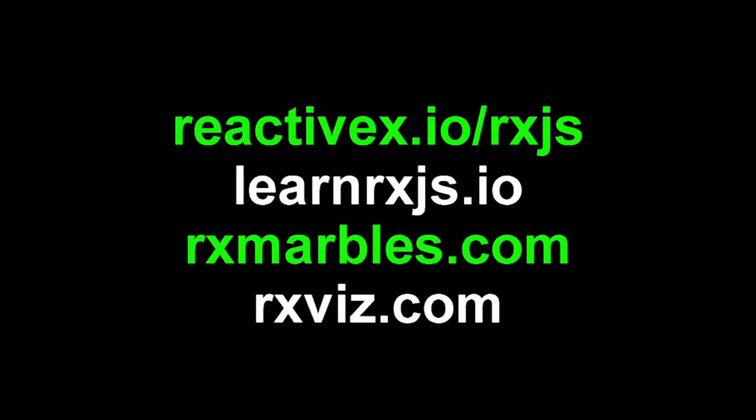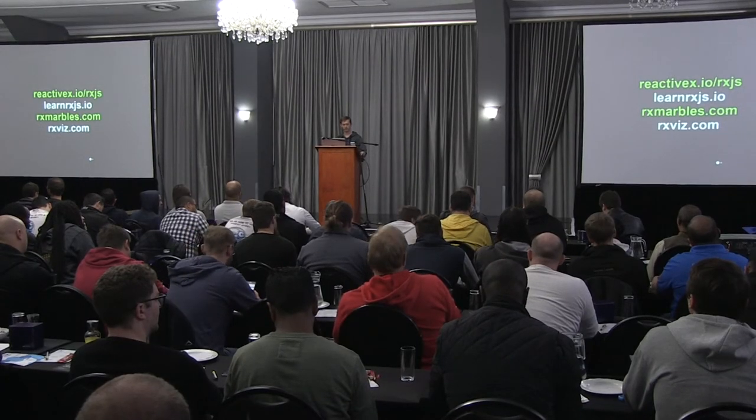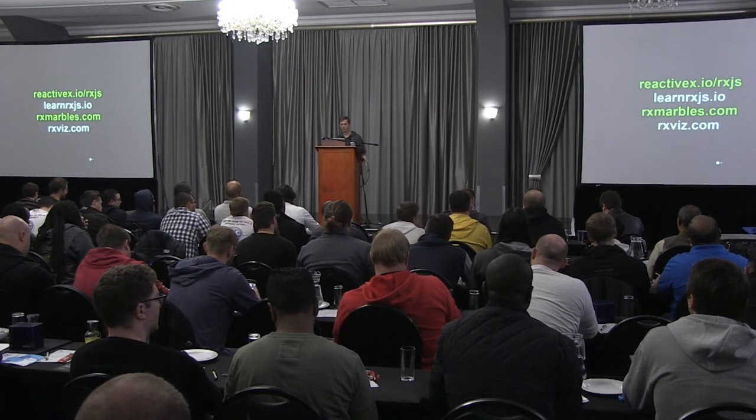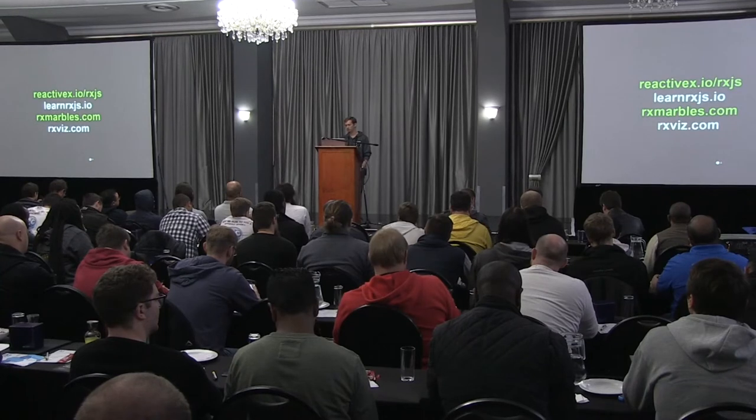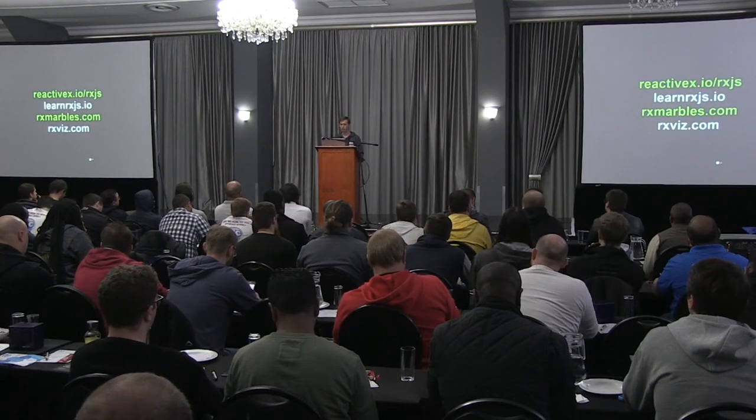So where can you learn about these? Well, reactivex.io/RxJS is a good place to start. That's the official documentation. And there is quite a detailed API for each of the operators there. LearnRxJS.io has got some nice real-world examples on where you'd use each of the operators, as well as some links to some videos and extra resources to find out more about the operators. RxMarbles and RxViz are nice ways to visualize how observables work and how the various operators affect streams. They use something called marble diagrams, which seems to be becoming a popular way to represent observables.